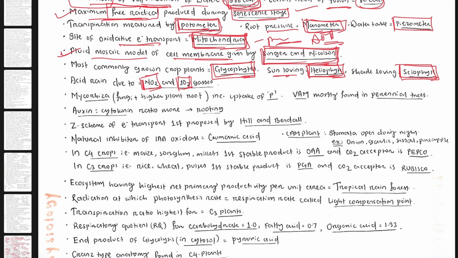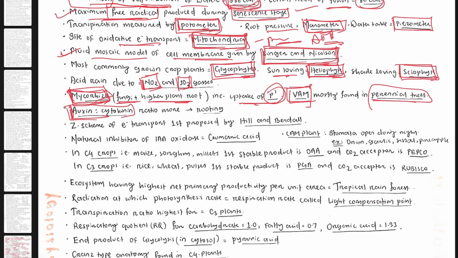Then mycorrhiza, it is the association of fungi and the roots of higher plants. It increases the uptake of phosphorus. It mobilizes phosphorus, it mobilizes water, it mobilizes the immobile nutrients in soil, right? Because it increases the effective root zone of that plant. VAM or vesicular arbuscular mycorrhiza is mostly found in perennial trees.